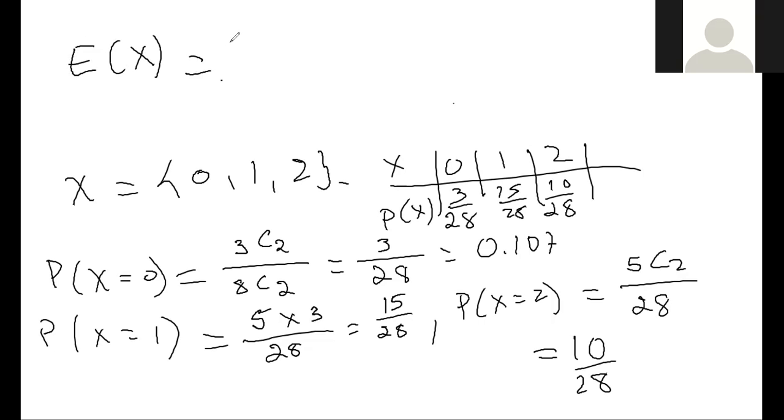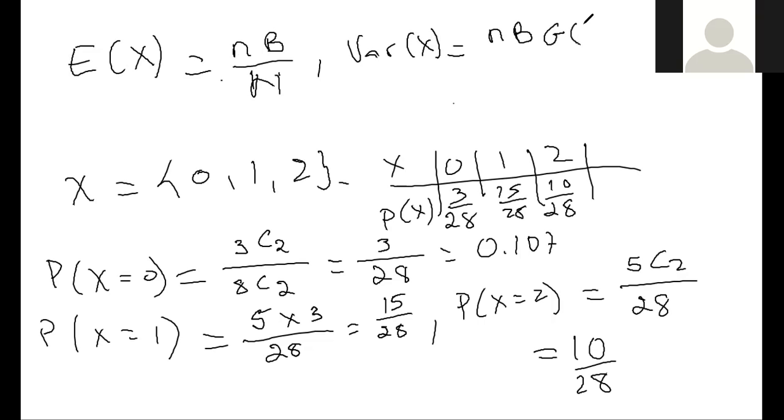The mean is nb over N. And the variance of X is n b g (N minus n) over N squared (N minus 1). We can get it back to the PowerPoint, but I am just saving time.